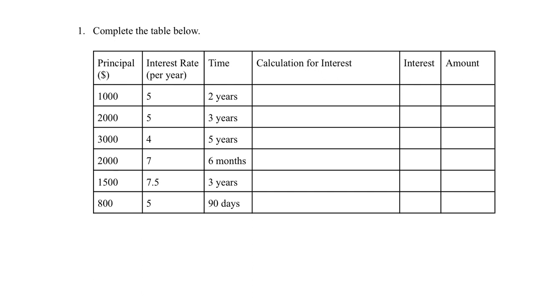Okay, let's take a look at the top row. I'm going to take that top row and, just for simplicity's sake, label that as A, just so we can talk. Okay, for investment A, you're going to take $1,000, you are going to earn 5% a year, and you're going to agree to put your money in that account for 2 years.